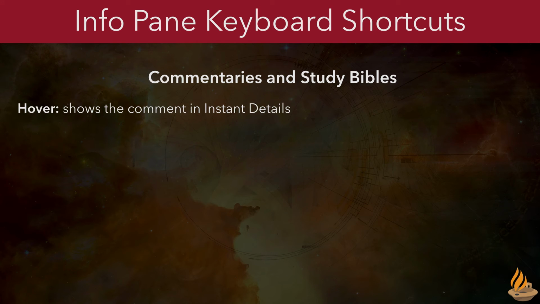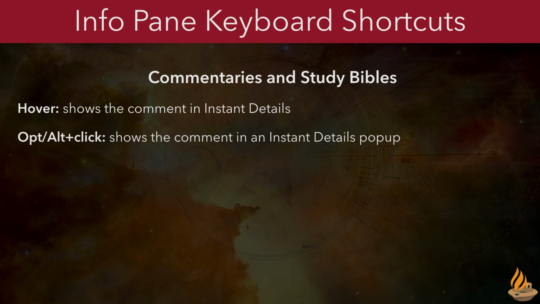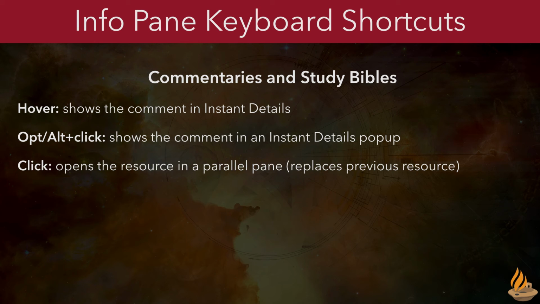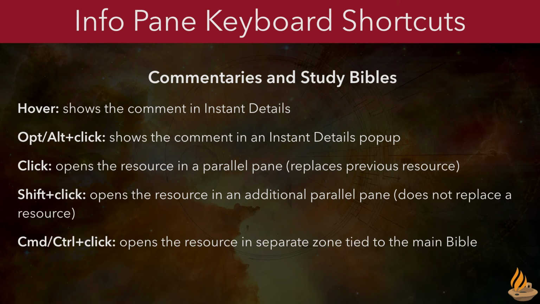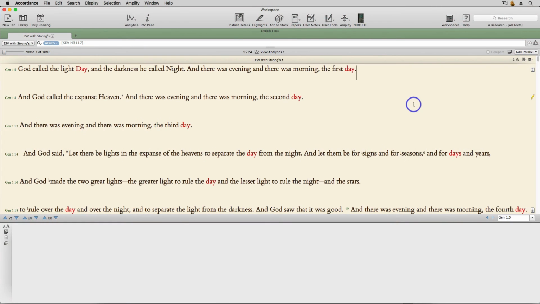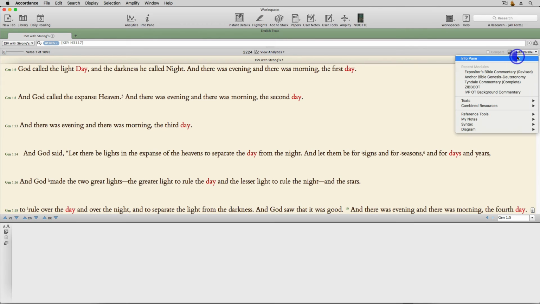Hovering over the resource shows the comment in instant details, and holding the Option or Alt key and clicking it shows the comment in an instant details pop-up. Clicking it opens the resource in a parallel pane, and if we've already done that once, it replaces the previous resource. Shift-clicking opens the resource in an additional parallel pane. That is, it does not replace a current resource. And finally, holding the Command or Control key down plus clicking opens the resource in a separate zone tied to the main Bible. We can open the info pane with the Add Parallel button, where it is at the top of this menu.